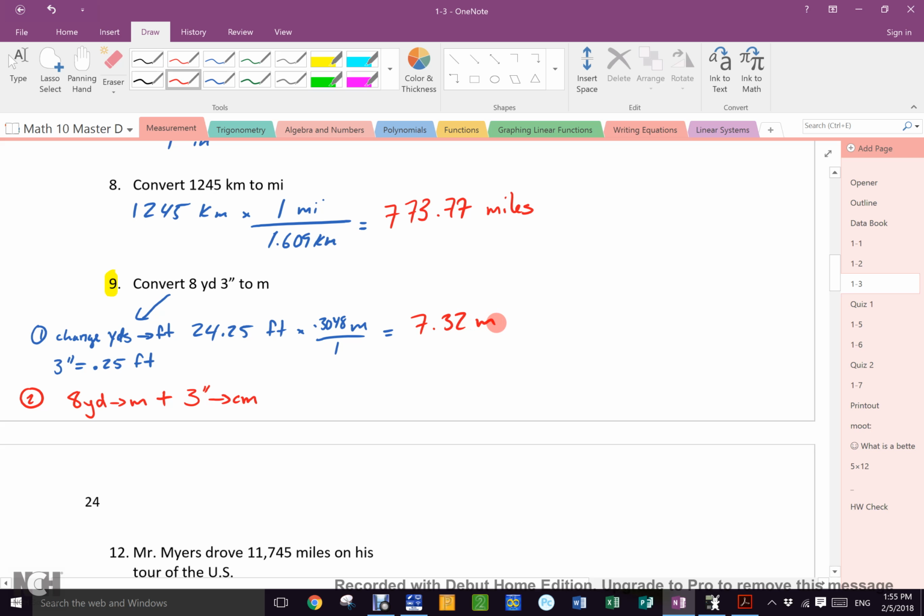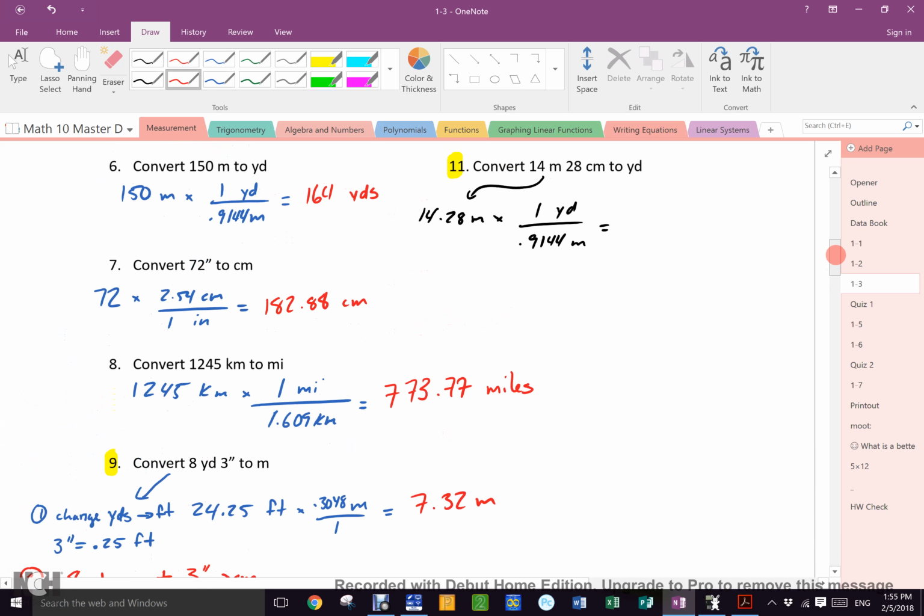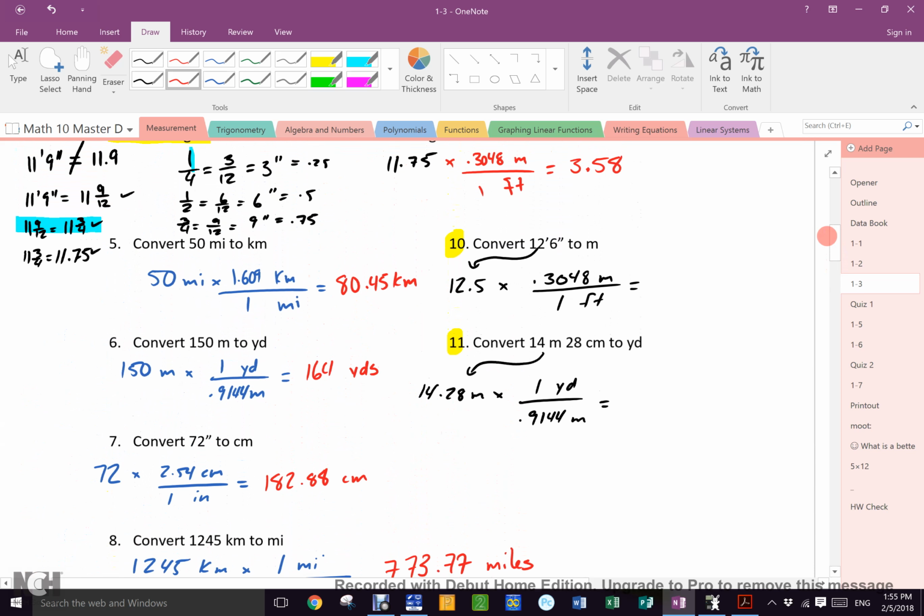7.32 meters. That sounds good to me. Is there anybody that did that question and can corroborate? It's close enough for me. Okay? Everybody understand? All right. What's weird about 10? I've already shown you. 12 feet 6 inches is the same as 12.5. So I can do it all in one step, right? What do you got for me there?